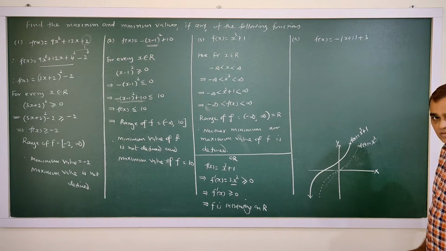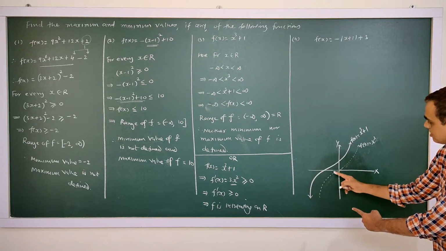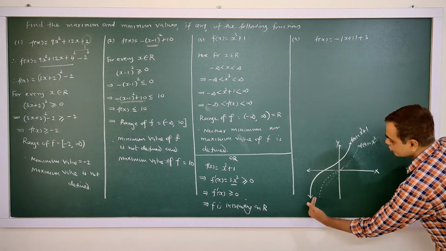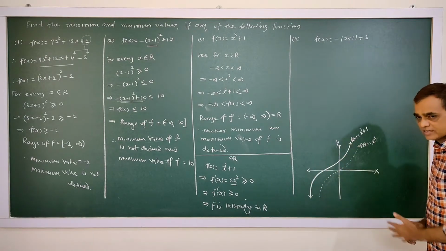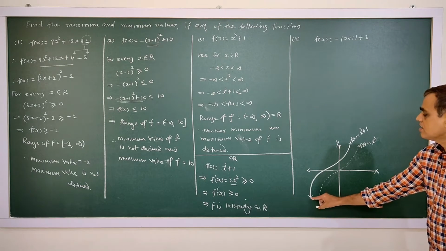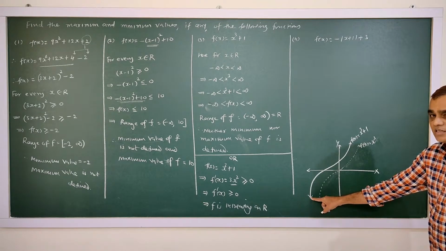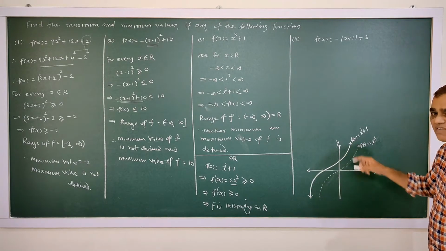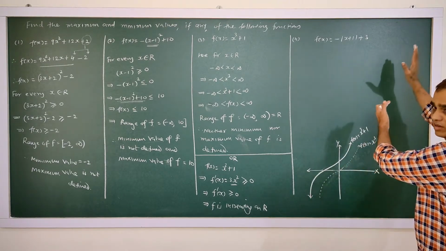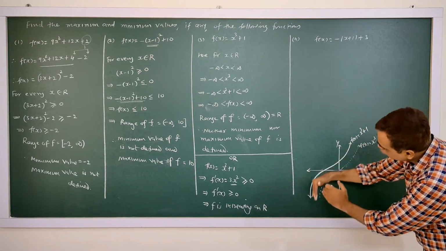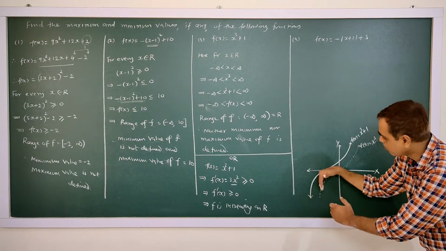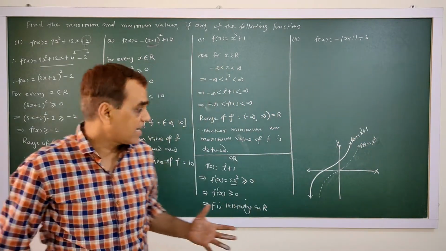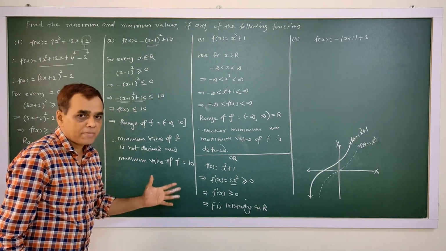So you can see that the domain is R. Because this function is increasing, the function has neither a minimum defined nor a maximum defined. It is rising up, and it is going down on this side. So no minimum, no maximum. This function has neither maximum nor minimum.